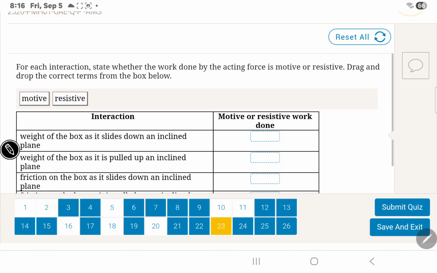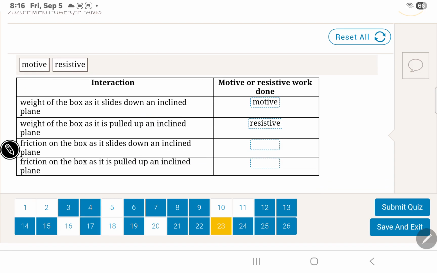Now 23. We have to enter here resistive or motive. Weight of a box sliding down an inclined plane, this is motive. Weight of a box as it's pulled up an inclined plane, this is resistive because it's opposite to the motion. Friction on the box as it slides, friction is always resistive, so here you have resistive. Friction on the box as it is pulled up an inclined plane, friction is always resistive, so here resistive.